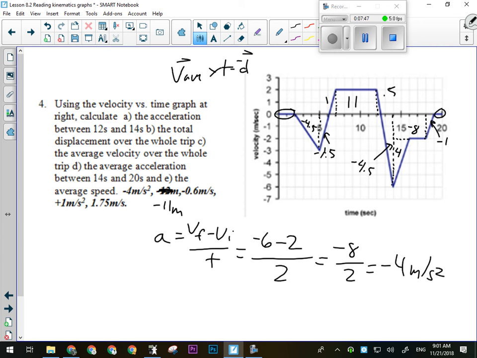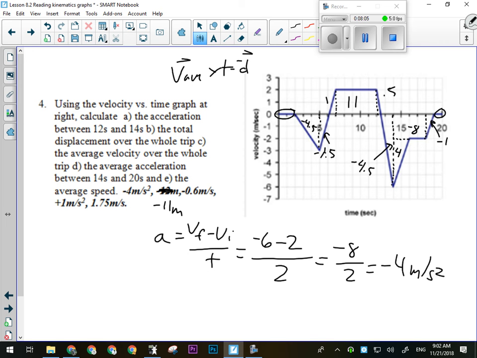Does everyone follow what we did? So it kind of makes sense that the displacement should be negative. I mean, the graph spends way more time in the negatives than it does in the positive, right? This object is moving backwards a lot more than it is moving forwards.